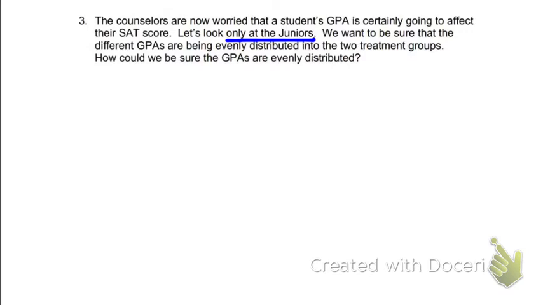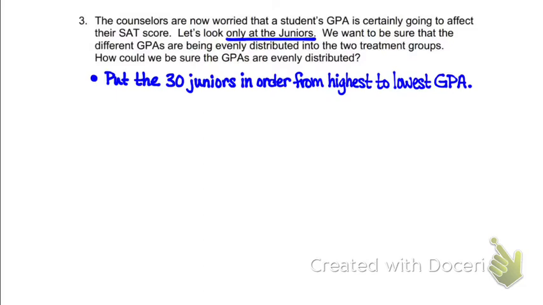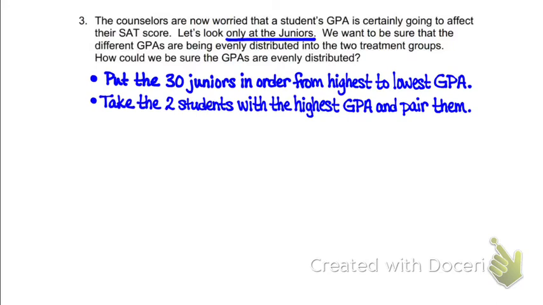This is one that you might not have had much experience with. When we're really concerned and ranking is playing out here, there's something we can do called a matched pairs design. It's basically where we have blocks that are only of size 2. One way we could control for GPA scores is to take the top 2 juniors in my volunteer pool, the top 2 GPAs, and match them together. So I put them in order from highest to lowest, take my 2 students with the highest GPAs and pair them. Then I randomly assign one of them to take the online course and the other to take the teacher-led course.